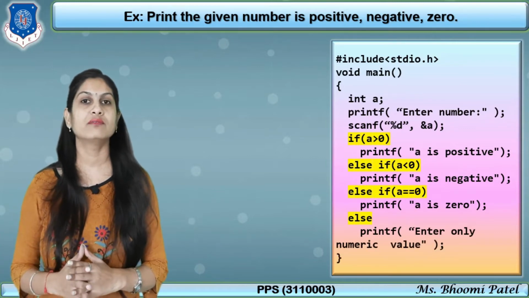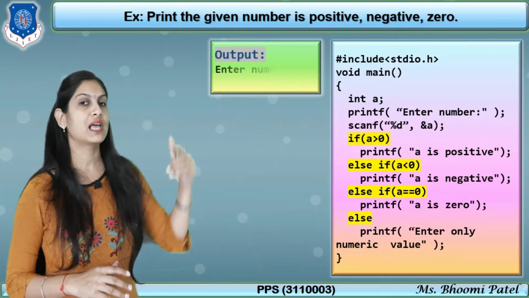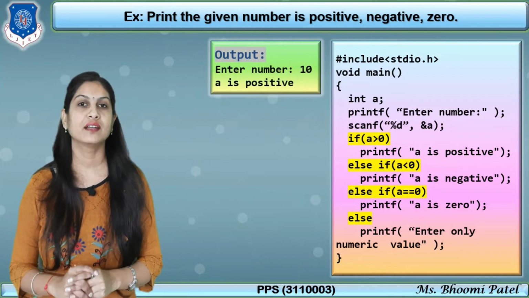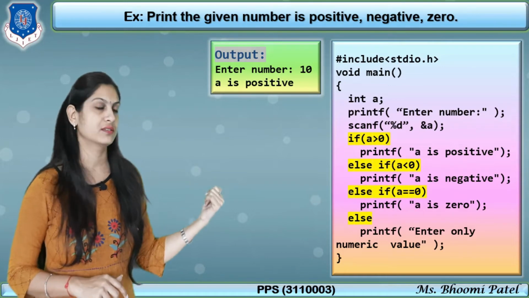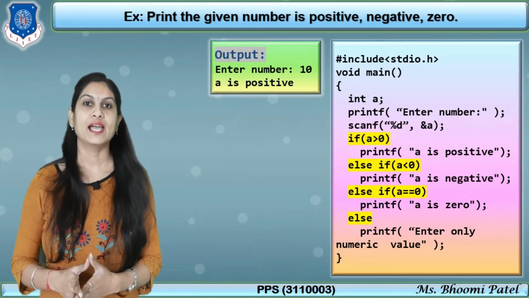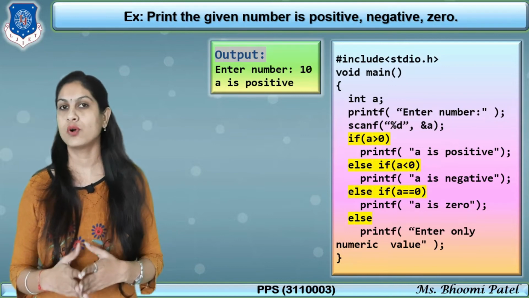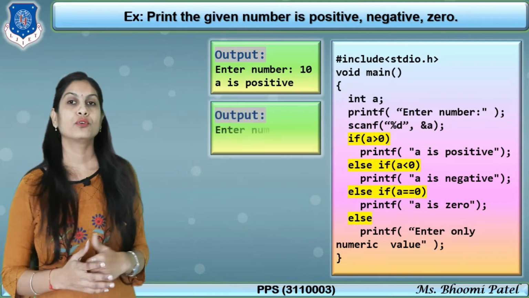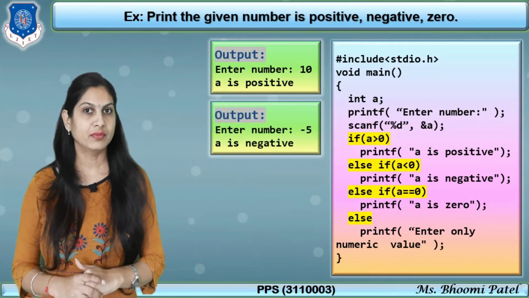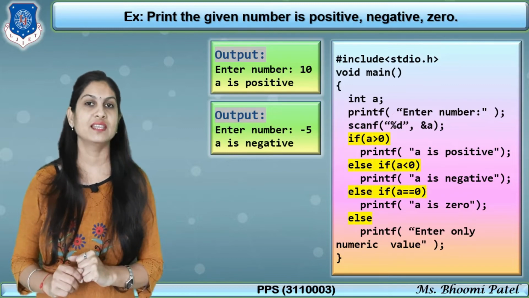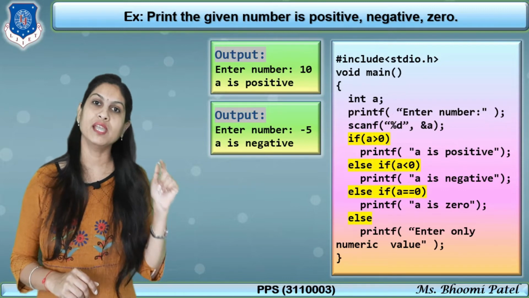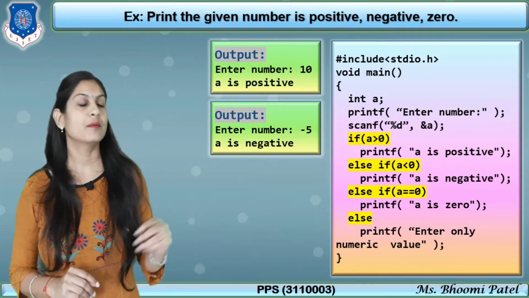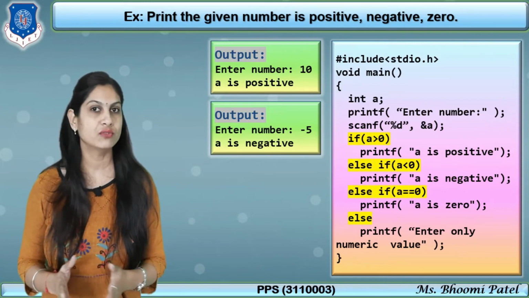How will this program work? Let's understand with simple outputs first. If you enter 10, then which condition becomes true? Obviously the first, a is greater than 0, and the message displayed will be "a is positive". For the second output, I am entering the number -5. In this case the first condition becomes false and the second condition will be true, so the message is "it is a negative number".